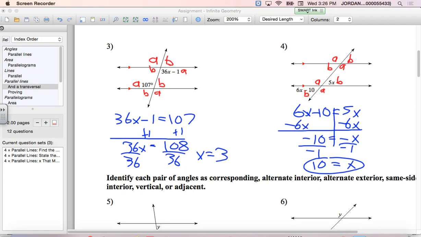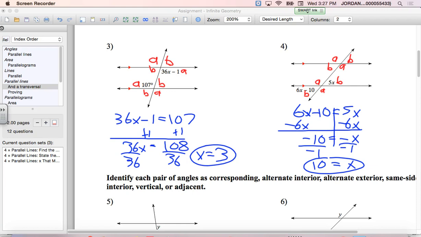Okay, for number 3, you can see we labeled it with A's and B's, and both of them ended up being A's, so they should be equal. We set them equal to each other, add 1, and then divide by 36, and you get x equals 3 for number 3. And number 4, we label A and B. Both of them should be B's.